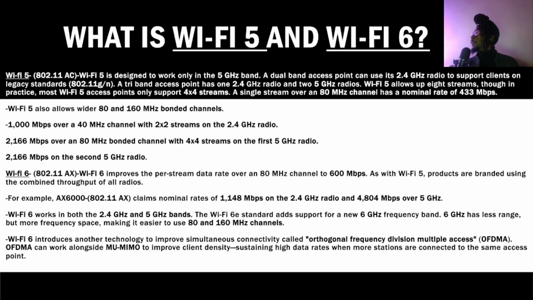What is Wi-Fi 5 and Wi-Fi 6? Wi-Fi 5, 802.11ac, is designed to work only in the 5 GHz band. A dual-band access point can use its 2.4 GHz radio to support clients on legacy standards, 802.11g/n. A tri-band access point has one 2.4 GHz radio and two 5 GHz radios.